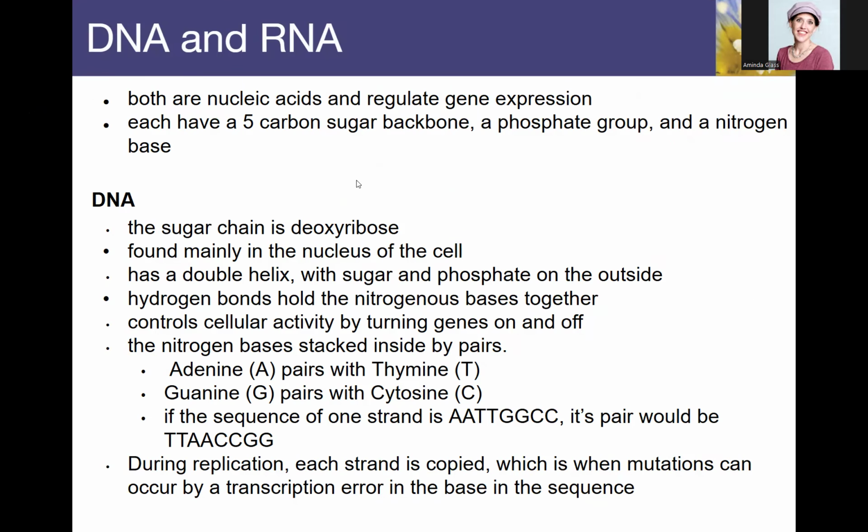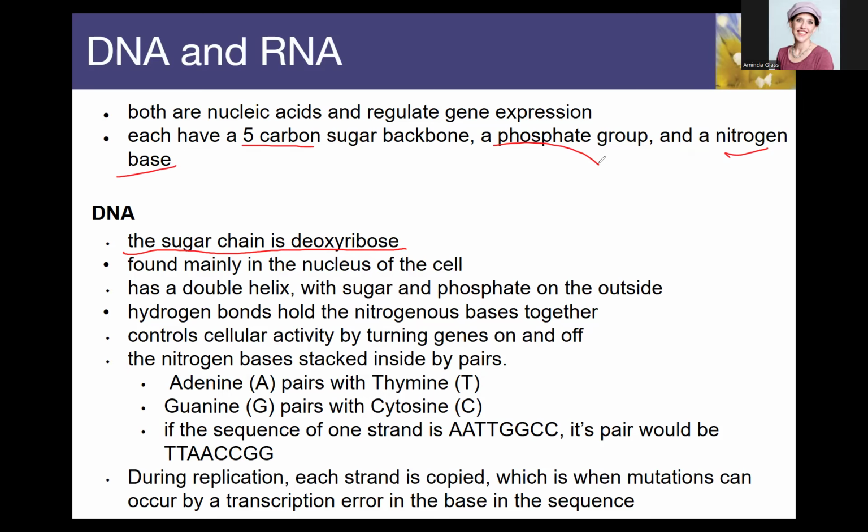Let's talk about DNA and RNA. Both are nucleic acids and regulate gene expression. And they both have a 5-carbon sugar backbone, a phosphate group, and a nitrogen base. They're similar. They have similar functions in regulating gene expression, but they have distinct differences. The DNA has the sugar chain of deoxyribose. That's where DNA comes from. Deoxyribose nucleic acid. It's found mainly in the nucleus of the cell.